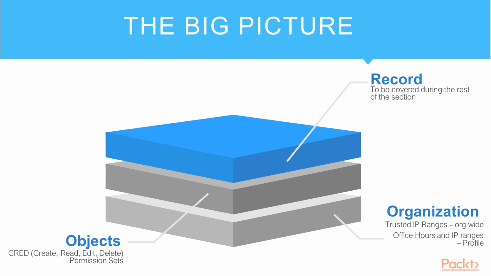The next layer is our record layer, or for example, the correct room on the floor. We'll be covering this during the rest of the module. Which record are you allowed to access? What are you allowed to see? Think about the floor with multiple office rooms.